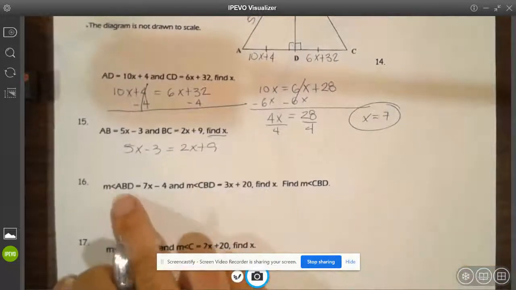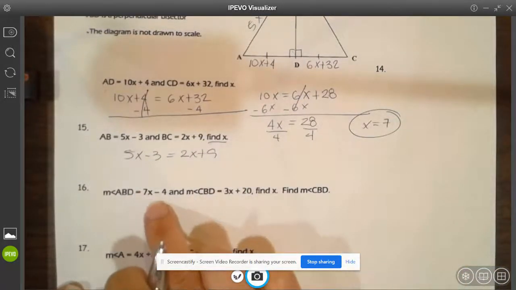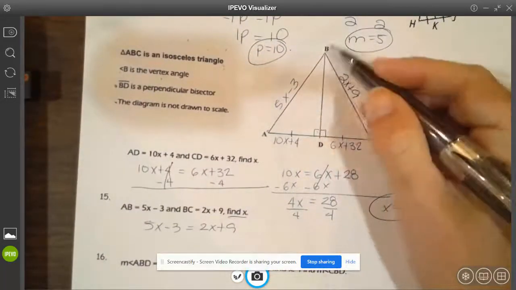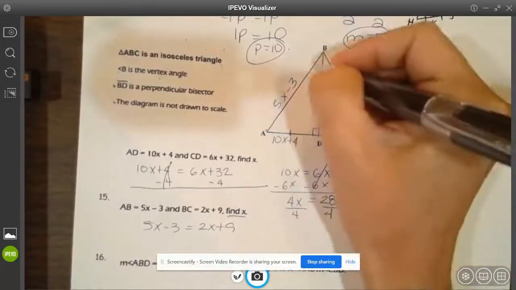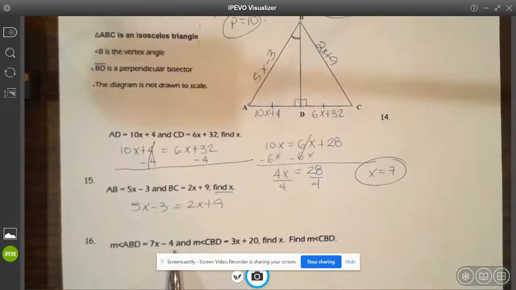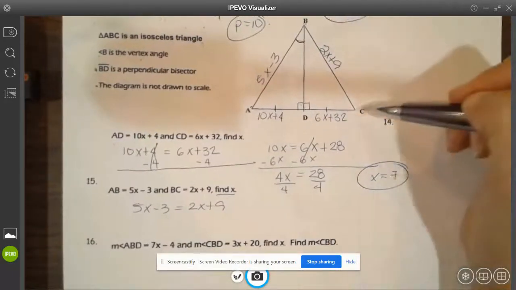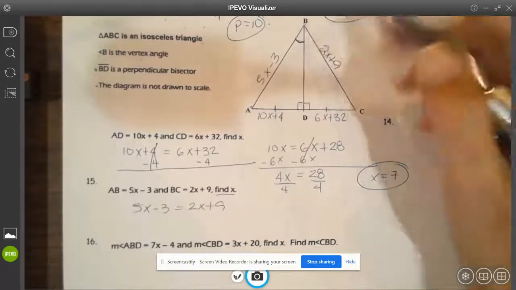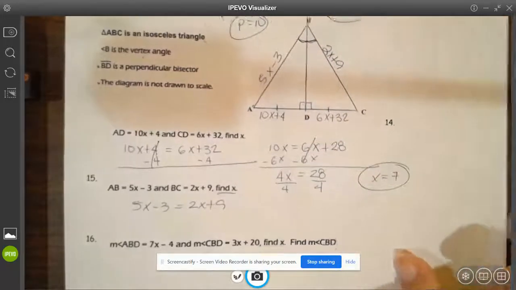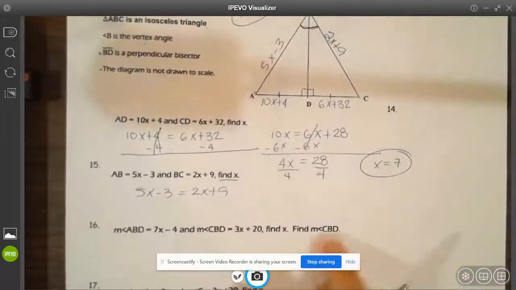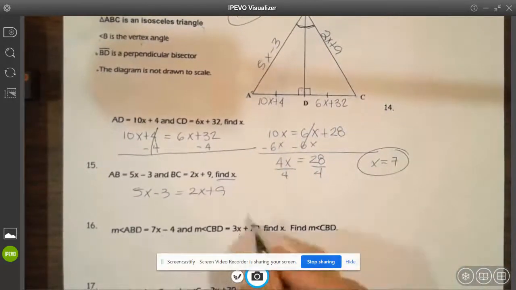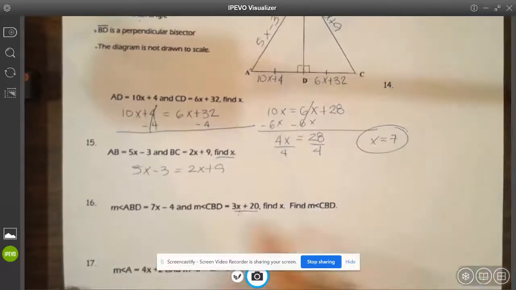So it says angle ABD is 7x minus 4. A, B, D. Remember, the middle letter is always the vertex. So this angle right here is 7x minus 4. Now CBD, notice that my B is my vertex, so it's this one right here. It's 3x plus 20. So find x. And then it says find CBD. So now we have to plug the x back in to find this one. So first we got to find x.